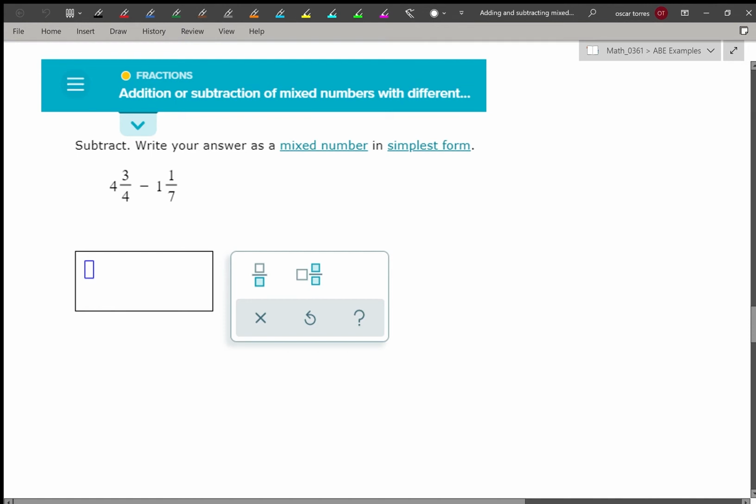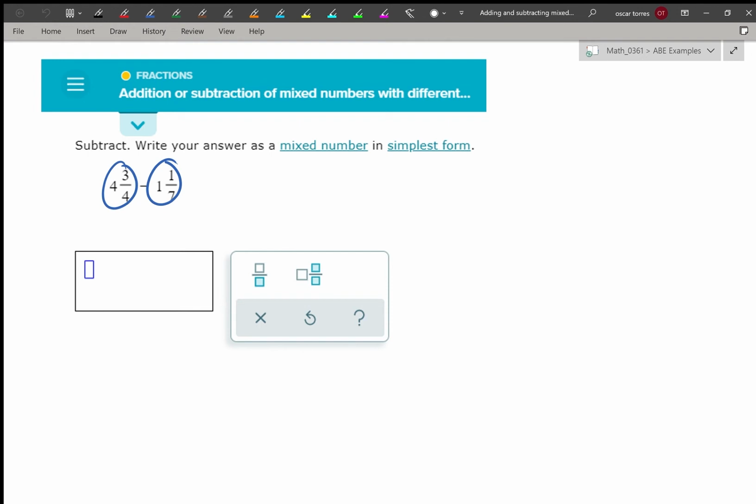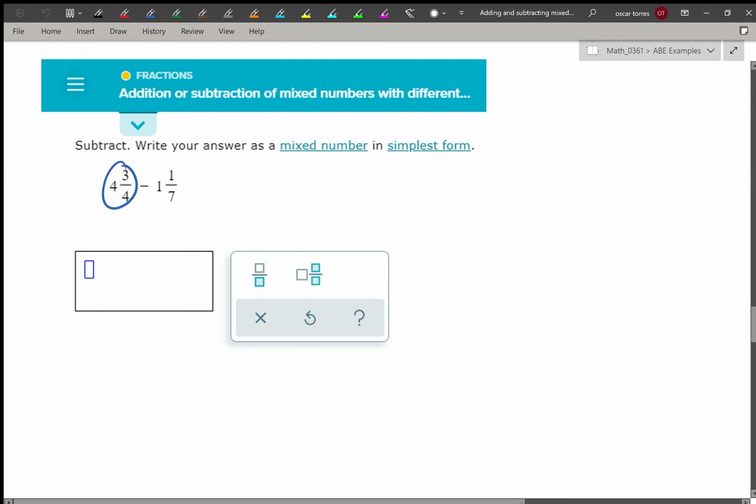To subtract mixed numbers, I would approach it the same as adding mixed numbers, which means I want to turn both of these mixed numbers into an improper fraction. Now for these next two problems, I'm going to rush my explanation just a little bit because I don't want to repeat every single thing that I went over in the first two problems. So for this first fraction, to turn it into an improper fraction, we multiply the whole number 4 by the denominator 4. 4 times 4 gives me 16, plus 3 gives me 19. Because it's a fraction, we need to keep this denominator of 4.